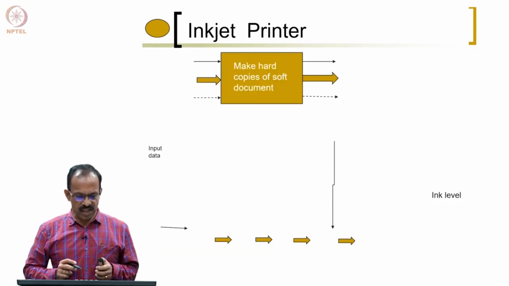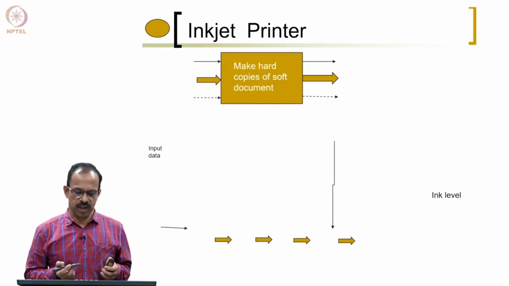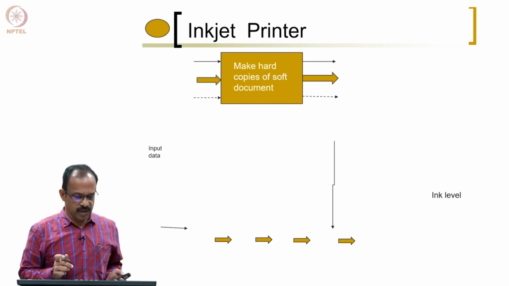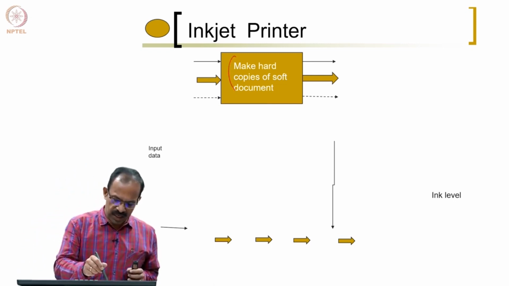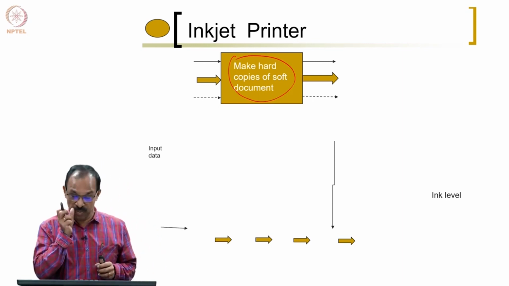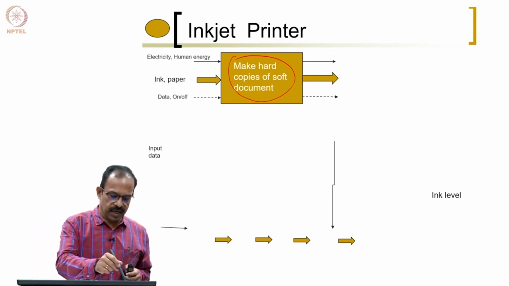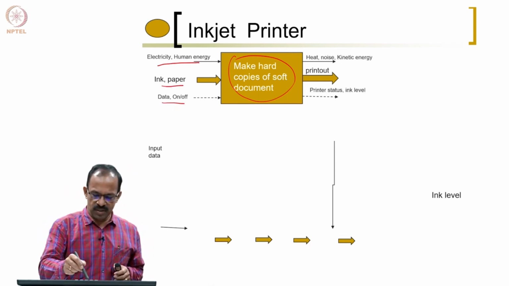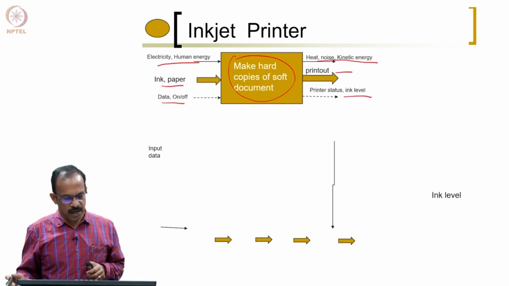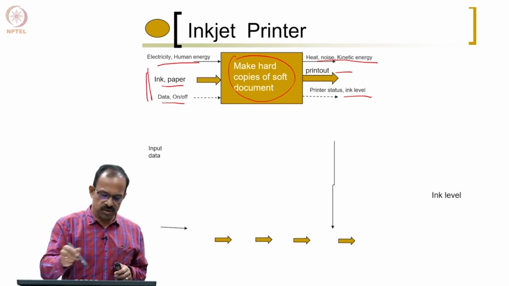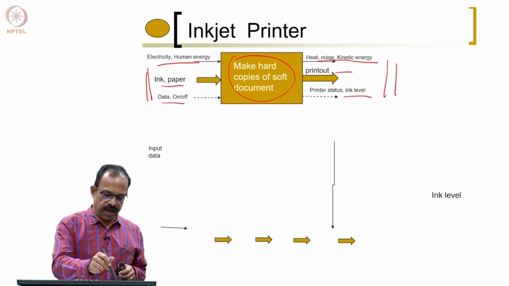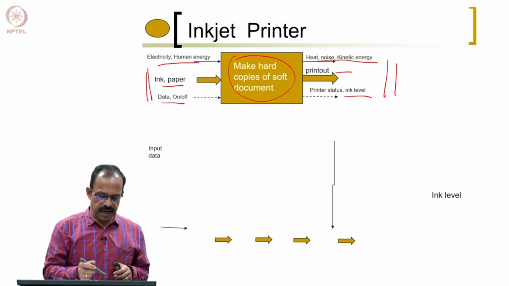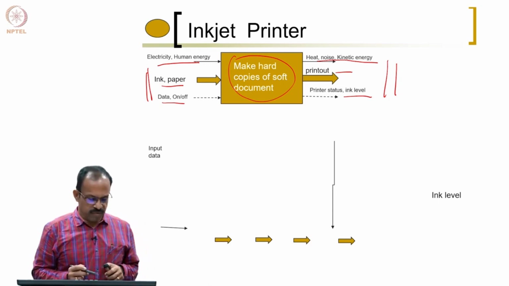Okay. So, this is another example, for the inkjet printer. We are talking about the printer, and in the printer the main function is to make hard copies or soft copies of the product document. The inputs are electricity, human energy, ink and paper, and here you have heat, noise, kinetic energy, printout, printer status and ink level. So, these are the input flows and these are the outputs. You can see the energy is expressed using a single arrow, and this has a thick arrow and a dotted arrow.